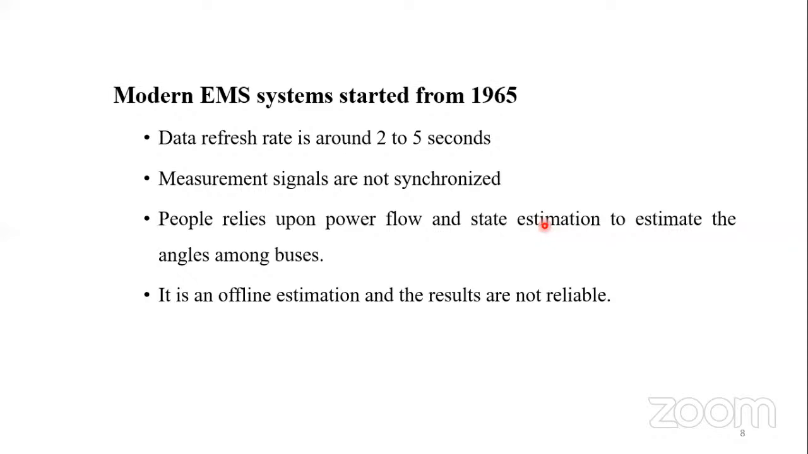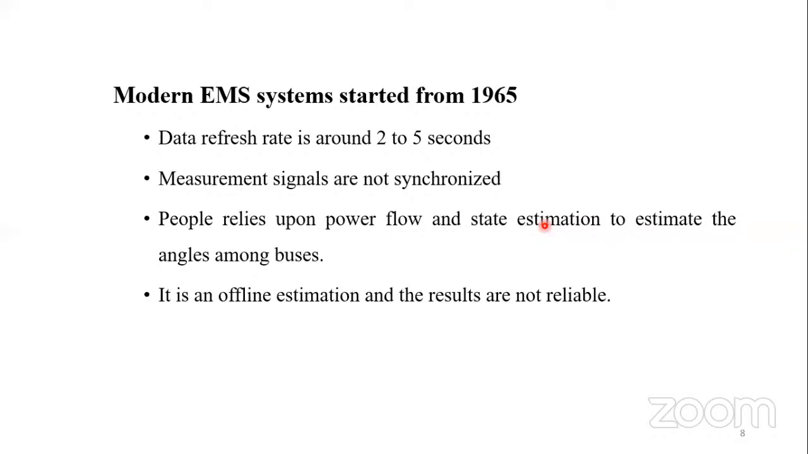Now, the energy management system started around 1965, and at that time the data refresh rate, meaning the information rate, was around 2 to 5 seconds, and these signals were not synchronized. It means at that time there was no GPS technology, and there was also the problem of state estimation in the power network: whatever state estimation we were doing, the outcomes were not reliable. At that time we were missing the main important point, that is the transient problem. So how can we overcome this problem?